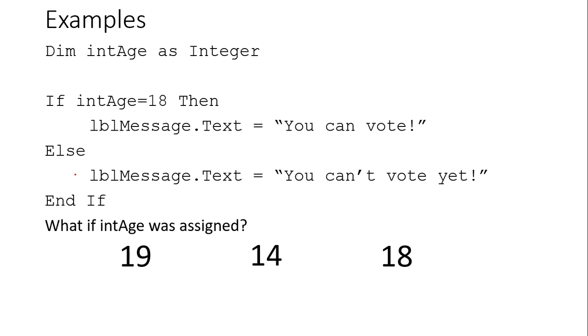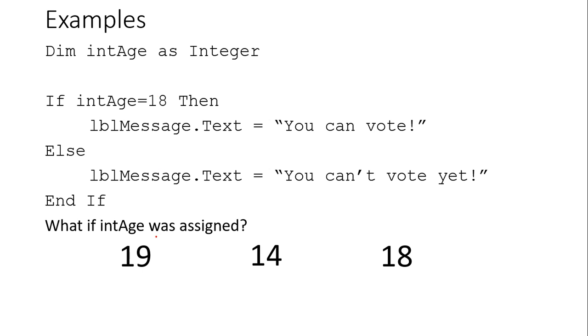Let's try an example here so we get an idea. So I got dim int age as integer. If int age is equal to 18, then LBL message.text equals you can vote. Else, LBL message.text equals you can't vote yet. Then I'll end the if.